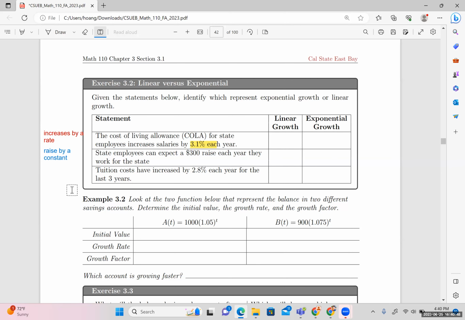Tuition costs have increased by 2.8% each year for the last 3 years. So it is increased by a rate. Okay. So try to think about which one in here is going to be the answer. Try it for about 1 minute and we're going to check my answer. Okay, go ahead and try.